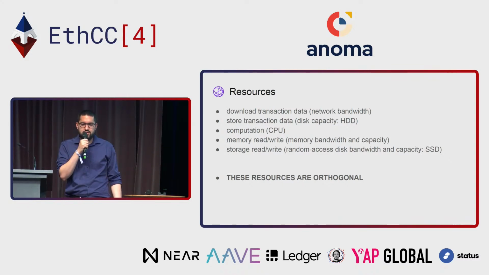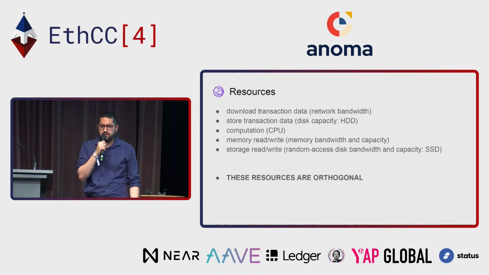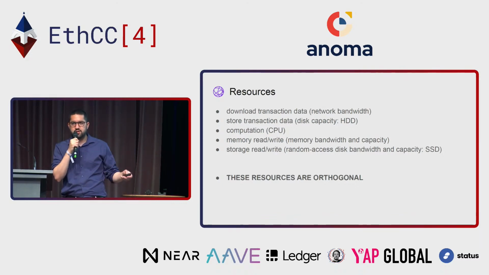There's also storage read and write. So this is from the state, right? Generally, you don't put state in memory. You put it in storage. We'll cover a bit later why this is, especially for Ethereum. And in storage, you need to do random access reads and writes. This is different than history, which is just an append-only log, where you just add more history, more transaction data. Storage and state is usually random access.